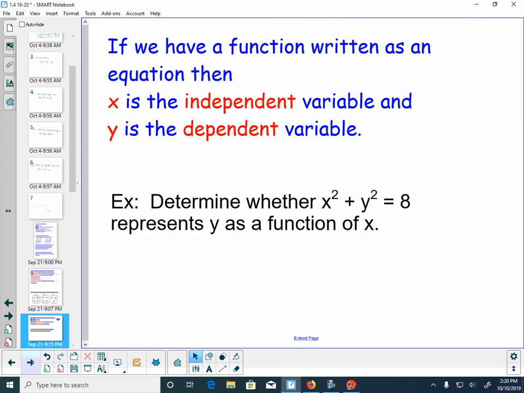All right. So if we have a function written as an equation, then x is the independent variable and y is the dependent variable. All right, and we have this example: determine whether x squared plus y squared equals 8 represents y as a function of x. How do we do that? We just need to solve this equation for y and see if we can write it as a function of x. So to solve this for y, what should be the first thing I do?